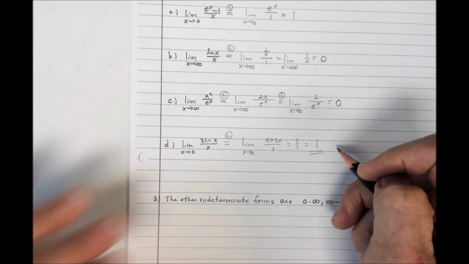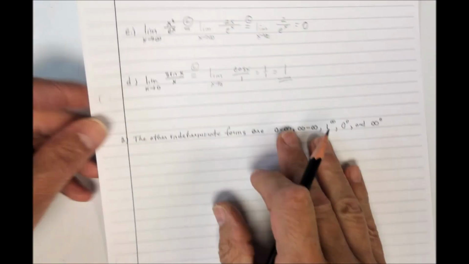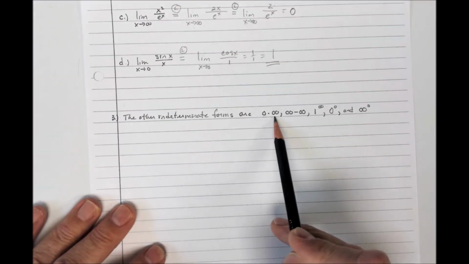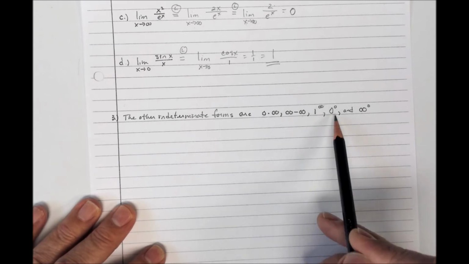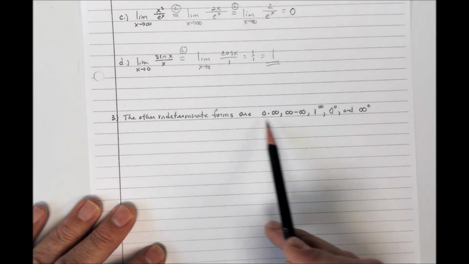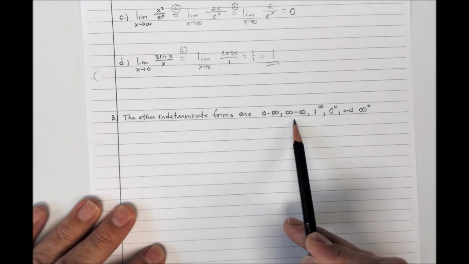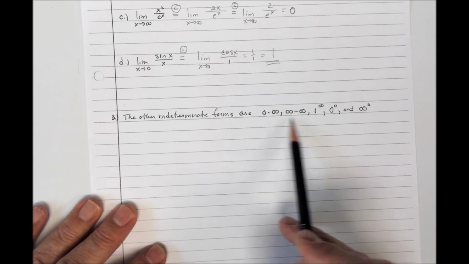Now, there's more to L'Hopital's rule, as there are 7 indeterminate forms, and here are the other 5. 0 times infinity, infinity minus infinity, 1 to the infinity, 0 to the 0, or infinity to the 0. All of these are indeterminate forms. We can't tell what they're equal to. I mean, we might think they're 0 or 1 or something, but we can't actually determine that.